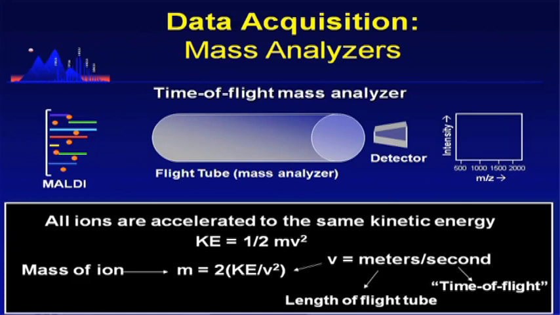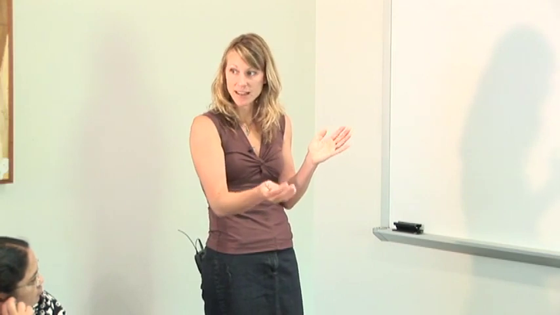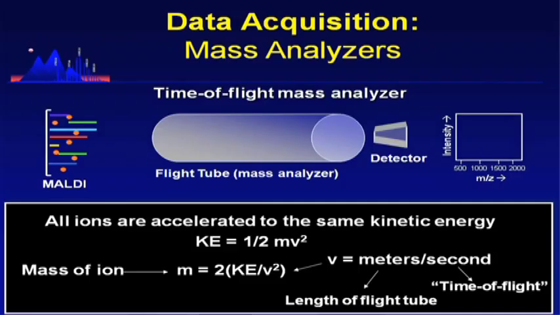Okay, so based on this relationship, the mass is inversely proportional to the velocity. So the small ions are going to travel the fastest, and the larger ions are going to travel more slowly. Okay, we're going to hit it with the laser. Oh, and there it goes. And see, the little one, it went really fast, and the big one went really slow. I worked hard on that.